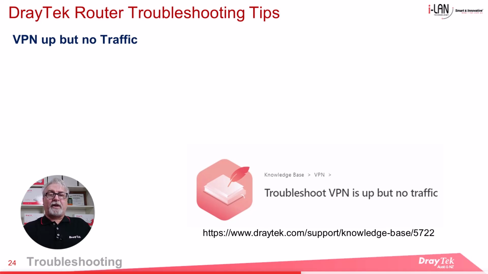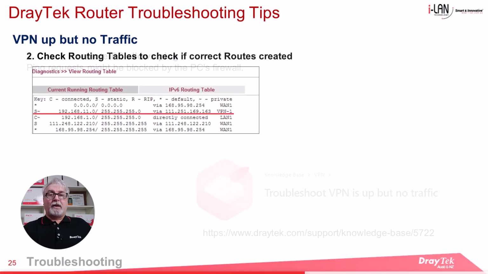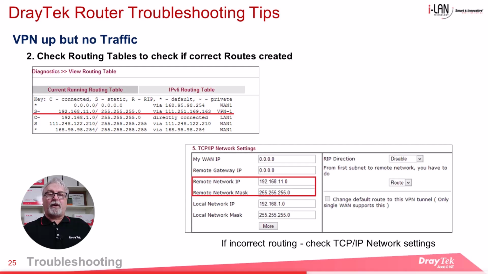The first item to check is if the remote PC you're trying to connect to allows ping. Often ping requests are blocked by the PC firewall. You can try some other hosts on the remote network or change the PC's firewall settings or just turn it off temporarily to rule it out. Next, you can check the routing tables in each router. If incorrect routes are shown, then check the setting for the remote network in the TCP/IP network settings section of the VPN profile.